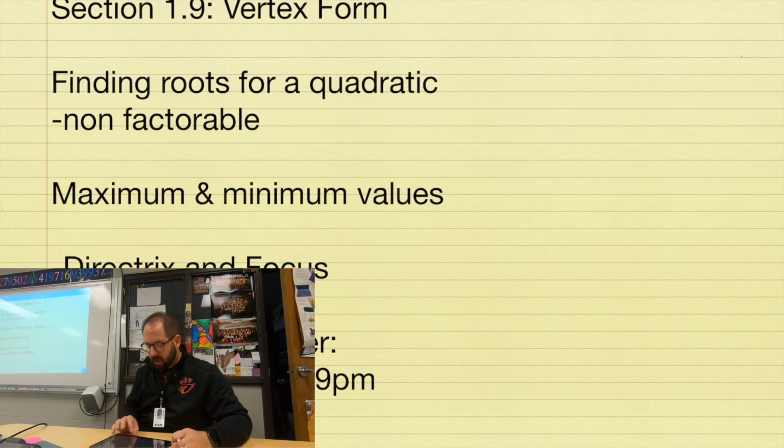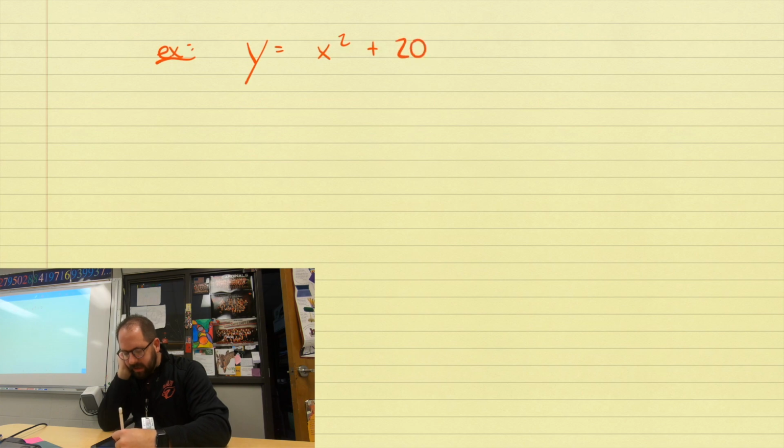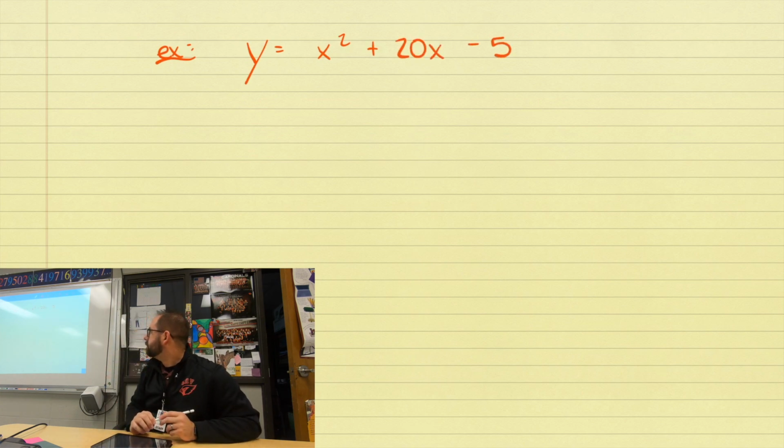We have 3 examples. So let's just go through one problem here. I'll make up a problem, something easy. Then we'll go to the more difficult problem. So I'm going to start easy and kind of work our way to a challenging question. All right, so the first example of the day. Let's go with y is equal to x squared plus 20x minus 5. Just kind of make up a problem here.